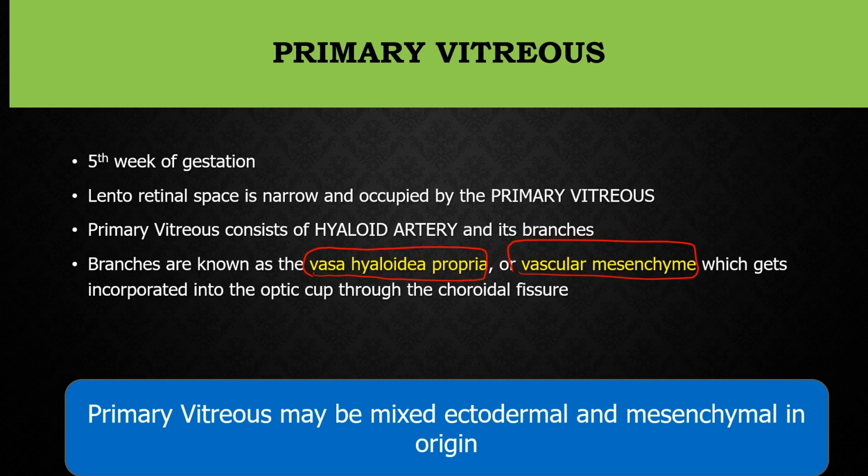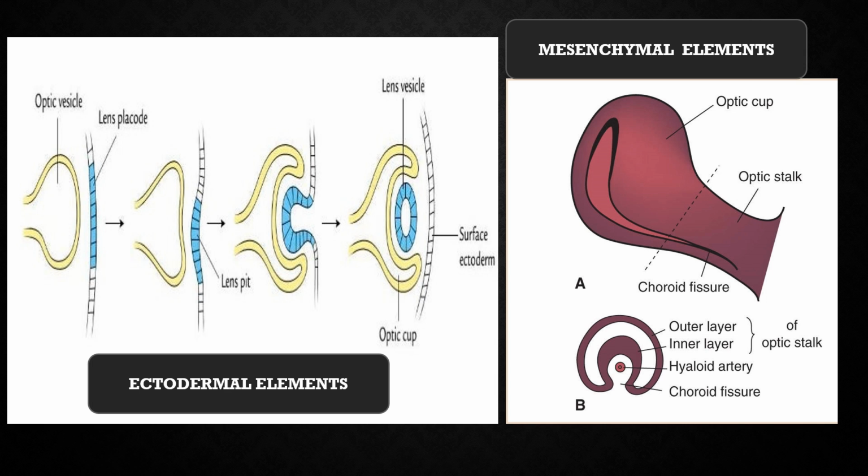Okay, so at about 5th week of gestation, the space between the lens and the retina gets occupied by this primary vascular vitreous, which is basically formed by the hyaloid artery and its branches. So as the hyaloid artery is basically mesenchymal in origin, and since it's coming into the choroidal fissure and reaching the lens and ultimately forming the primary vitreous, it would not be wrong to say that the primary vitreous is partially mesenchymal in origin. It is partially mesenchymal because it also has some ectodermal elements.